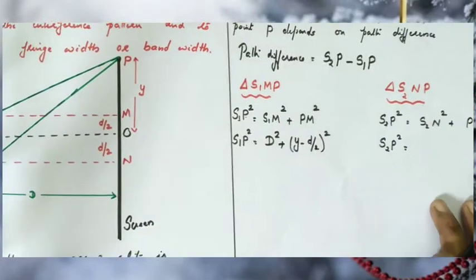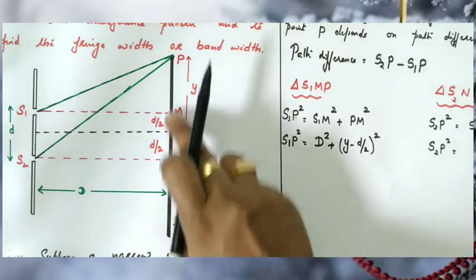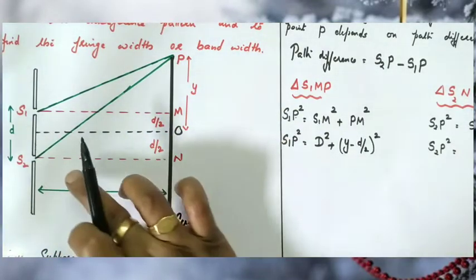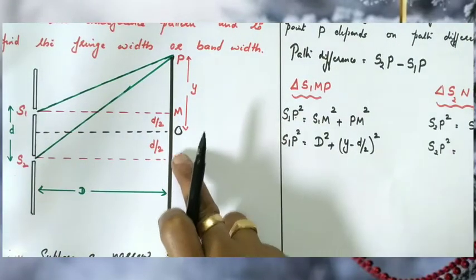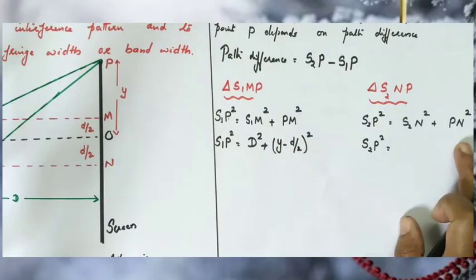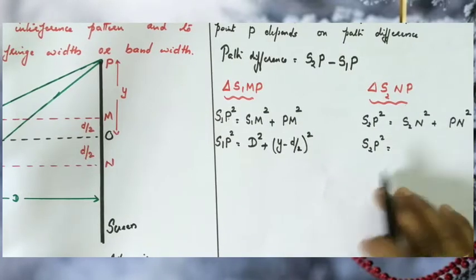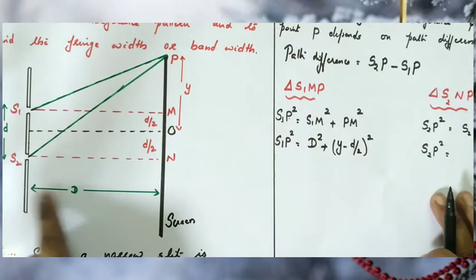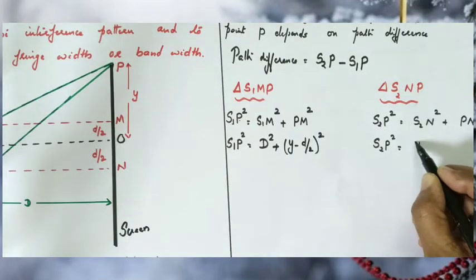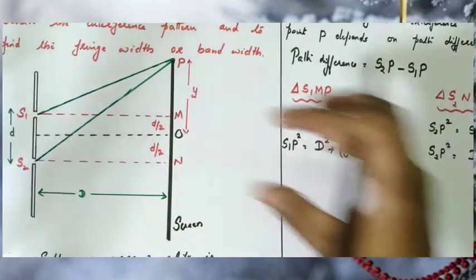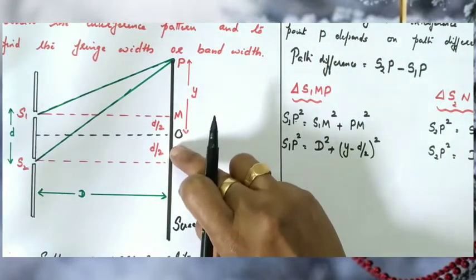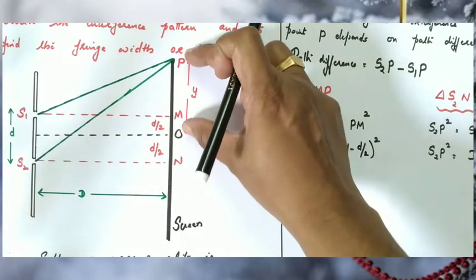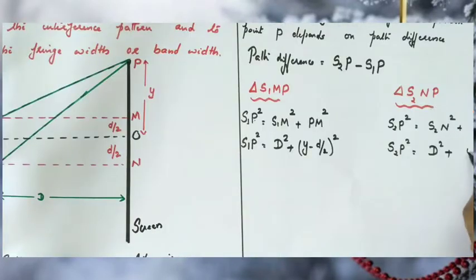Similarly, if you consider triangle S2NP, again applying the Pythagoras theorem, we can write S2P square equal to S2N square plus PN square. We can substitute S2N. What is the value of S2N? S2N is equal to D. So it is D square plus, what is the value of PN? PN can be written as Y plus D by 2. Clear, children? So PN equal to Y plus D by 2, the whole square.